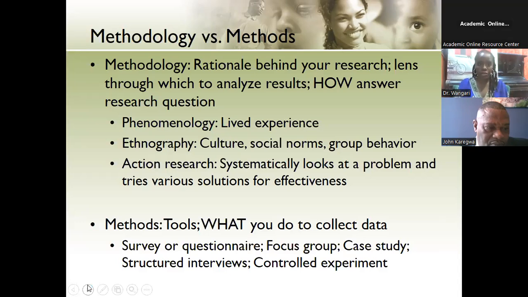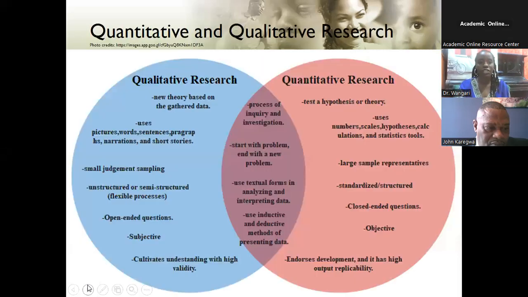And then methods, we talk about what you do to collect data. This is the focus of today's training. For example, we have surveys, questionnaires, focus groups, case study is a method, structured interviews, and controlled experiments. So that is the distinction between methodology and methods.